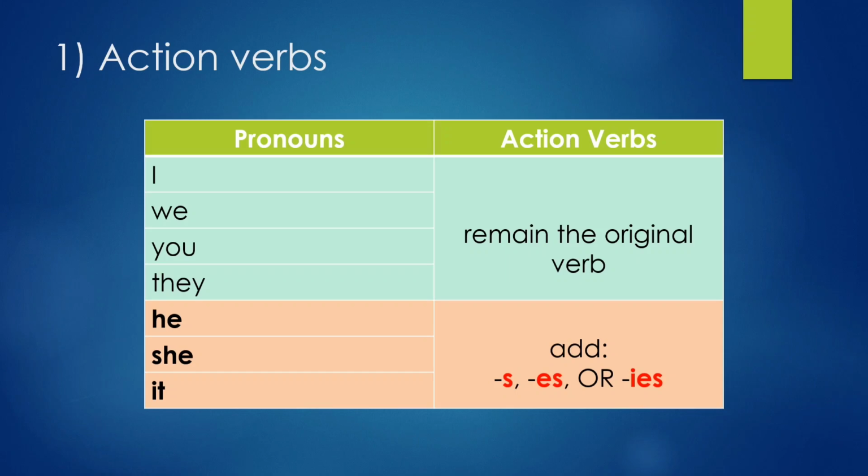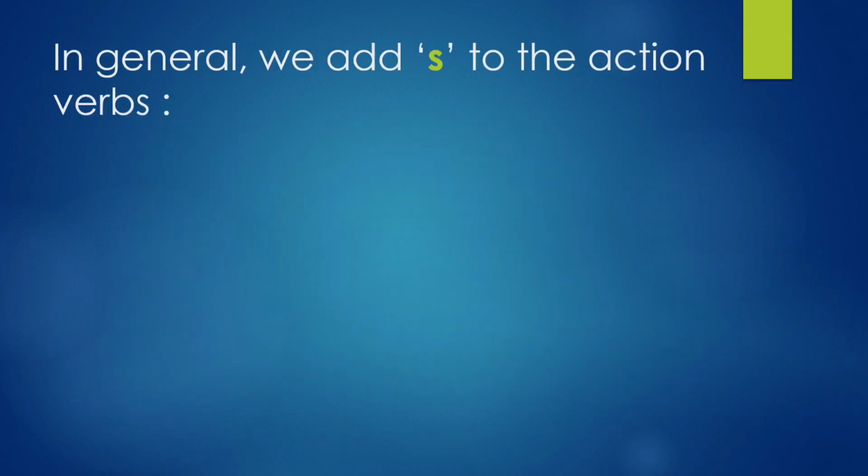If you use the subject pronouns I, we, you, and they, the action verbs remain the original. That means you don't have to add s, es, or ies. However, if you use the subject pronouns he, she, it, we have to add s, es, or ies, depending on the verb. So, we are going to focus more on he, she, it.